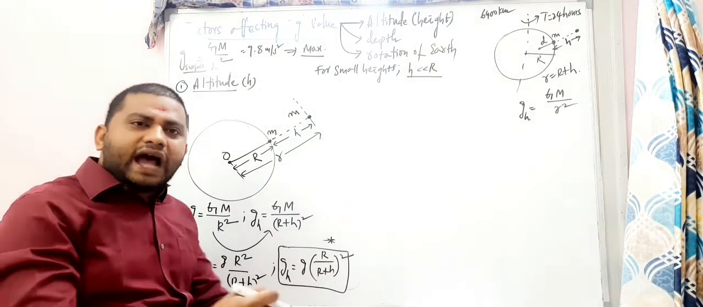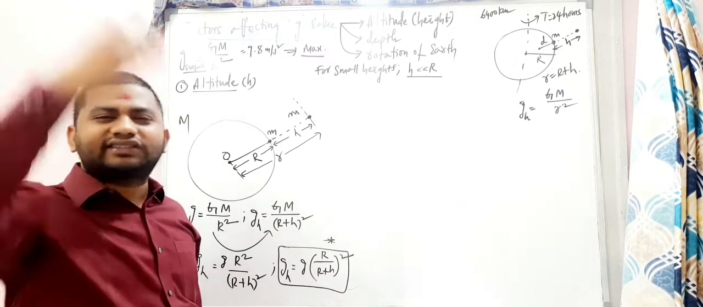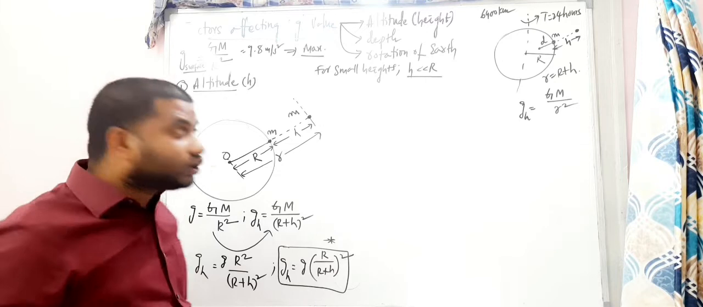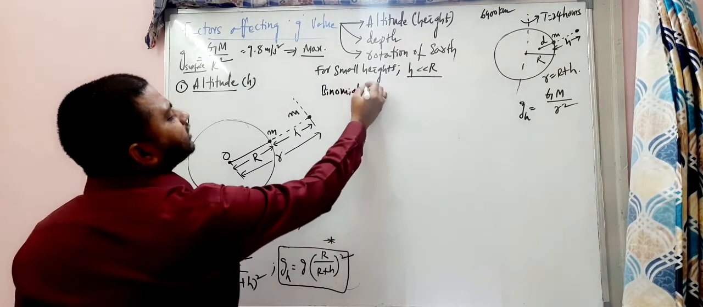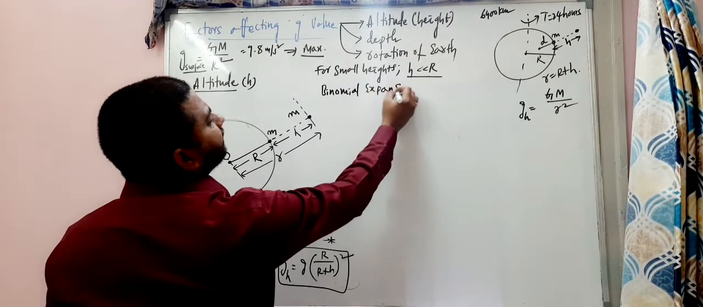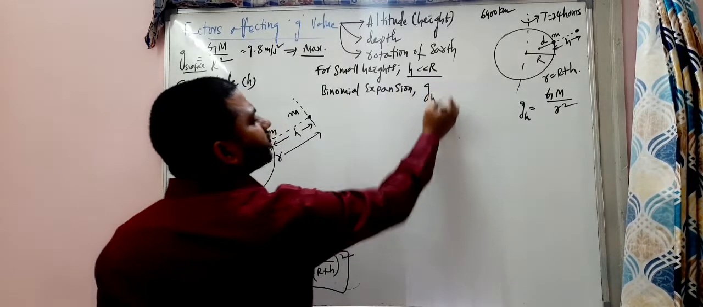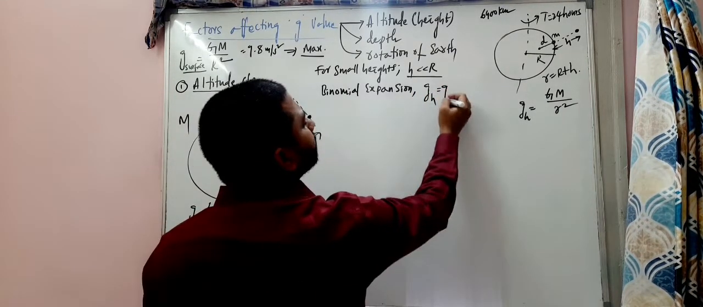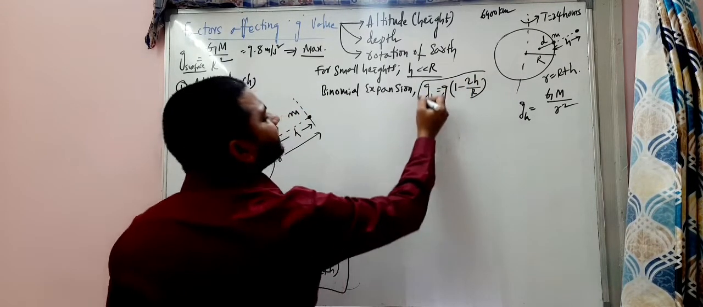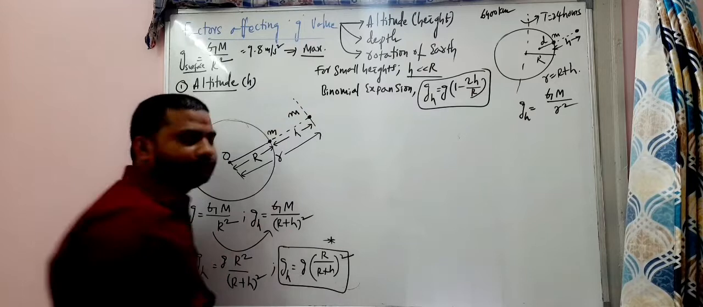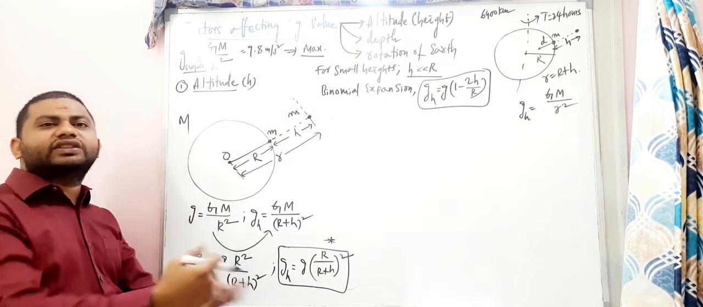So if you consider the height taken is just 100 meters, that 100 meters is far less than that 6,400 kilometers. So in our case, by using binomial expansion, we get acceleration due to gravity at some height is equal to g into 1 minus 2h by r, where h is the small height taken.